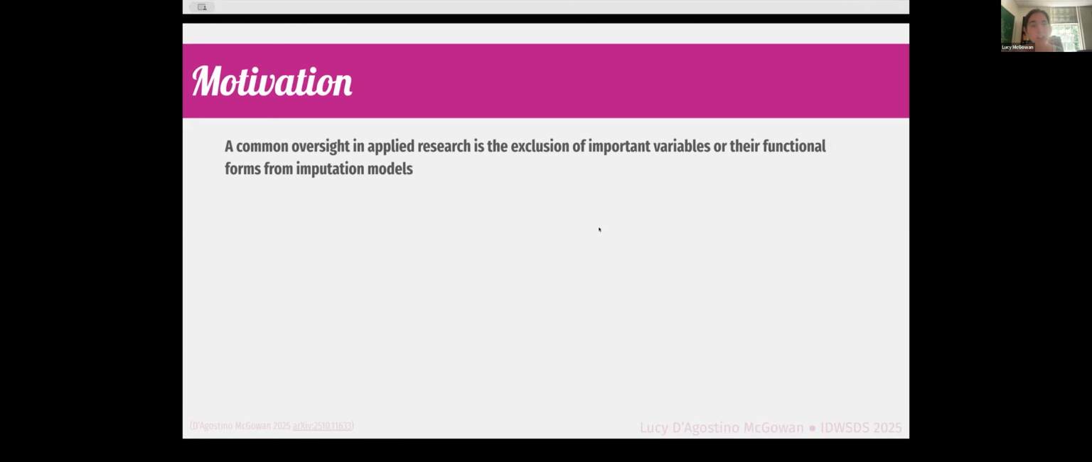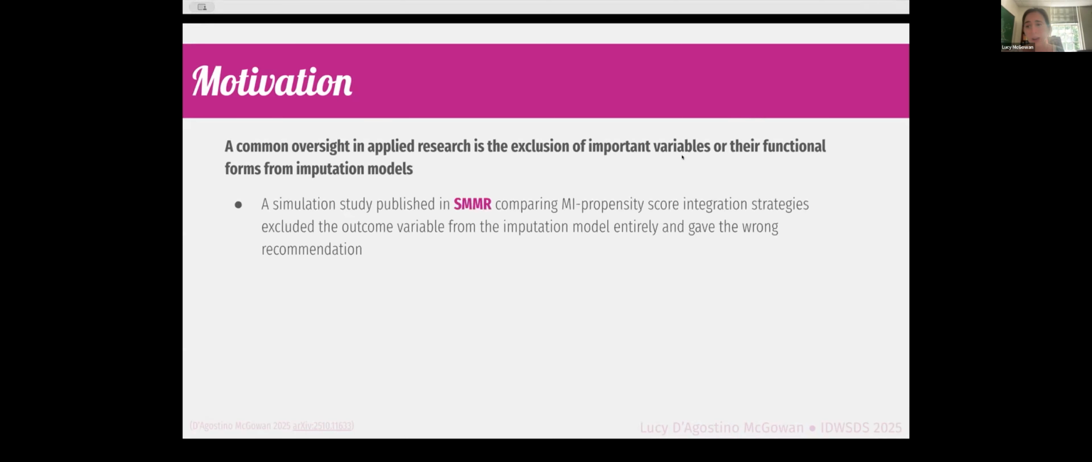But basically, there's this common oversight in applied research that folks, myself included potentially in the past, are excluding important variables or their functional forms from imputation models. And so I have a couple examples from what I would consider some of our top applied methods journals. So for example, a simulation study that was published in Statistical Methods for Medical Research. This study was comparing multiple imputation propensity score integration strategies. Basically, it was trying to address the question, when you use a propensity score model with multiple imputation, should you fit the propensity score model first and then do multiple imputation and treat those as fixed and then integrate the ultimate result?